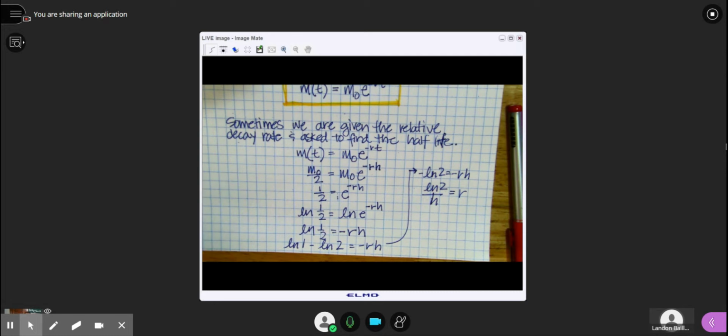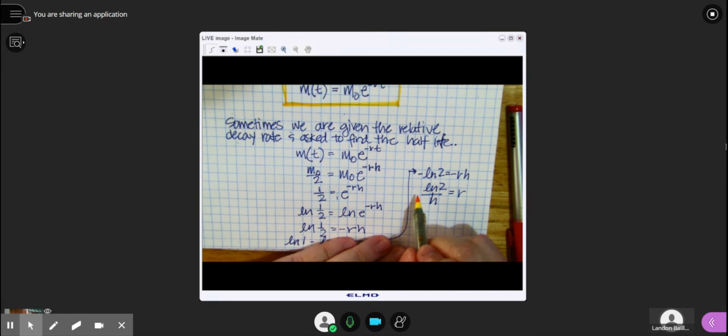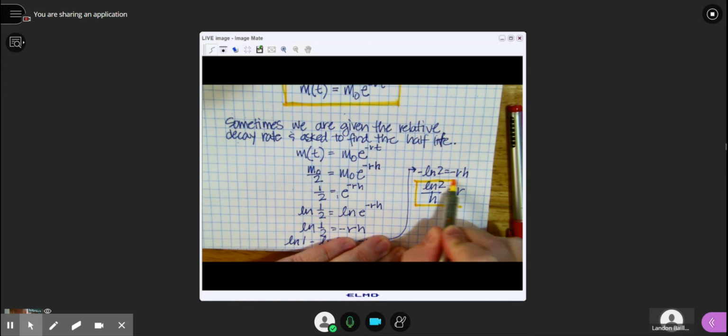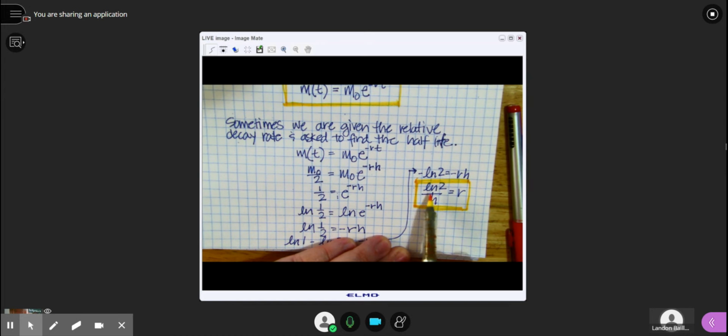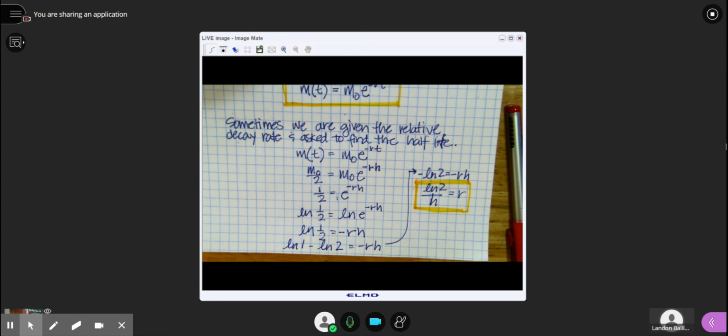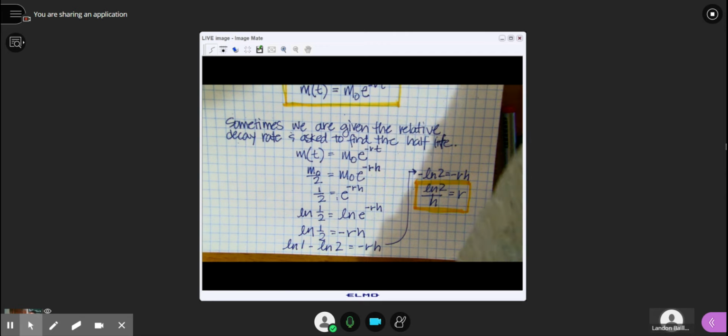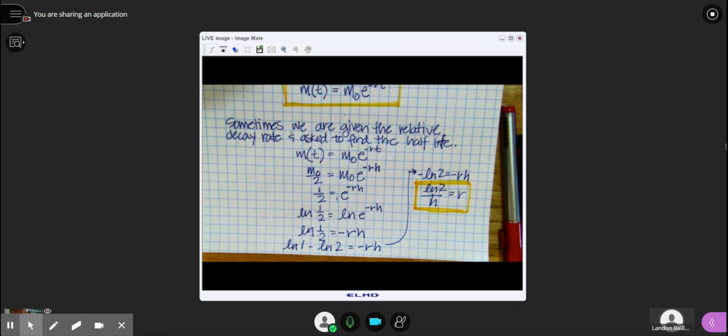I have a generic formula that lets me know if I want to find the relative growth rate, I can just use ln2 divided by the half-life. Yes, I divided by negative h.